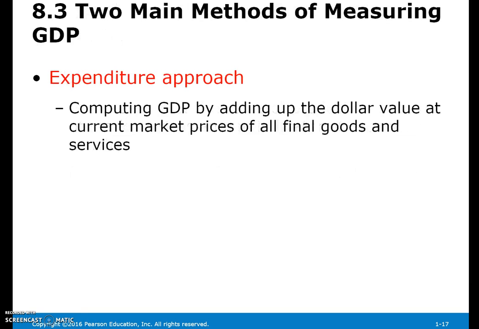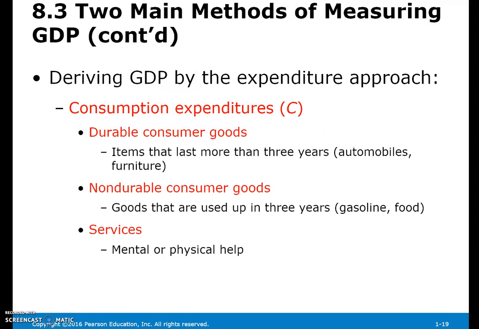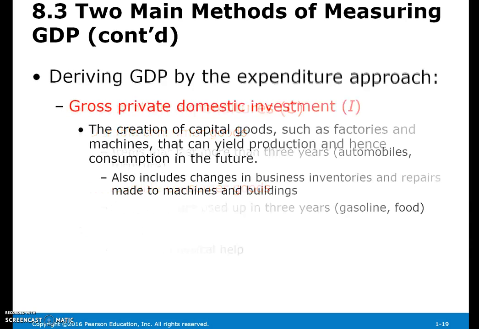So there are two main measures of getting GDP, right? We can do the expenditure approach, which is computing GDP by adding up all the dollars at current market prices of all final goods and services. And then there's the income approach, which is measuring GDP by adding up all components of national income, including wages, interest, rent, and profits, right? So deriving GDP by the expenditure approach, we take consumption expenditures such as durable consumption goods, non-durable consumption goods, services. Again, these are all final goods and services.